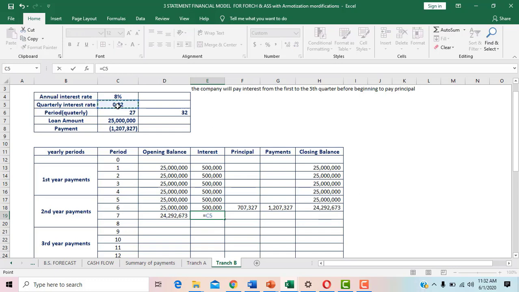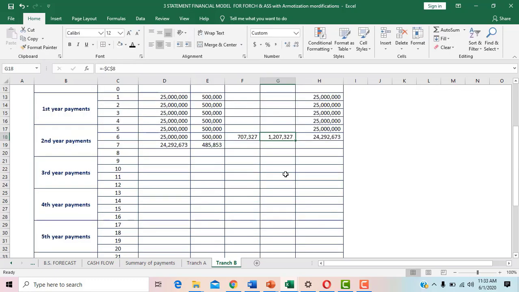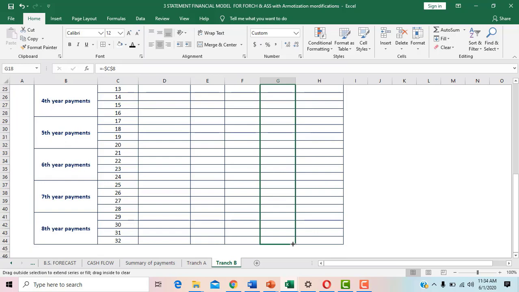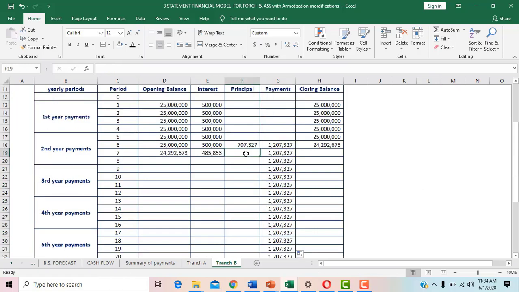We fix that because we are going to copy paste the formula through, multiplied by the opening balance. So the payment is actually going to be the same. We fix that and we just pinch and pull that right up to the 32nd quarter. The principal is basically equal to payments minus interest. And our closing balance is equal to opening balance minus principal.